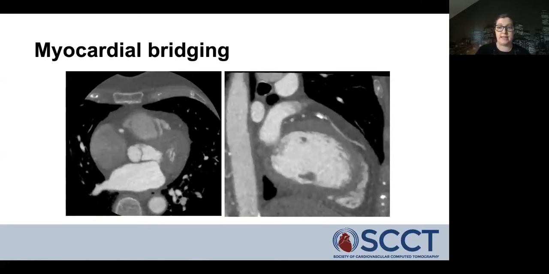So here is that case again, and looking at it side on, you can see this is the LAD here, dipping into the left ventricular myocardium and back out again. So this is shallow myocardial bridging. A short segment of shallow myocardial bridging in this case. If it's a long segment of deep myocardial bridging, I will be more inclined to highlight it. This is unlikely to be the cause of anything at all.